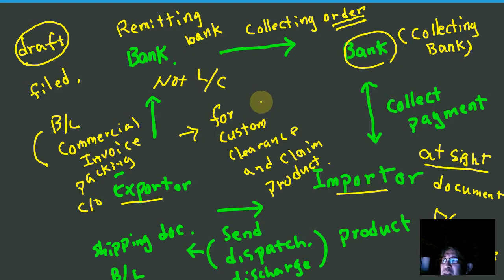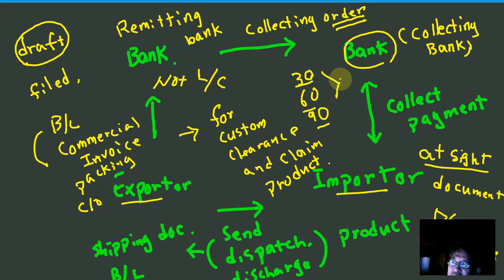Okay, this is DP, but DP also has DP usance. DP usance means that in the same process, the collecting bank does not present the document as soon as they receive it from the remitting bank. They keep it for a certain period, maybe 30 days. It depends on the contract, 60 days. This is just an example. 90 days. After holding them, and after the date has passed, they present the document to the importer.